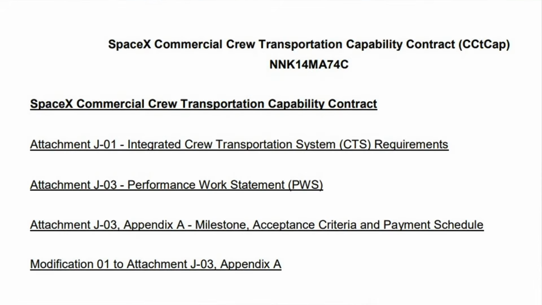Then we have a contract, which is a legally enforceable agreement between 2 or more parties that creates, defines, and governs mutual rights and obligations. Here's an example of a contract between NASA and SpaceX.